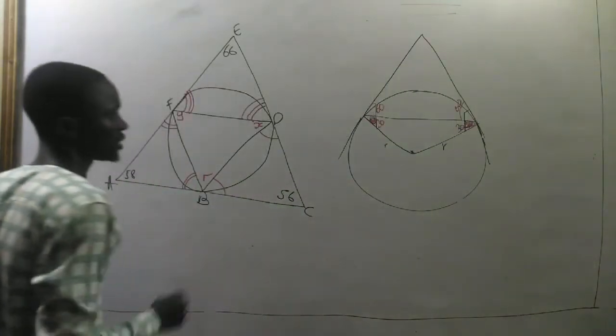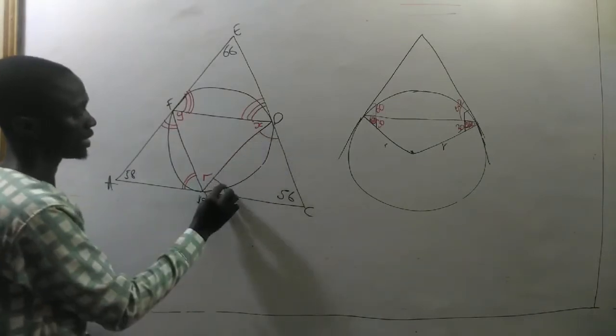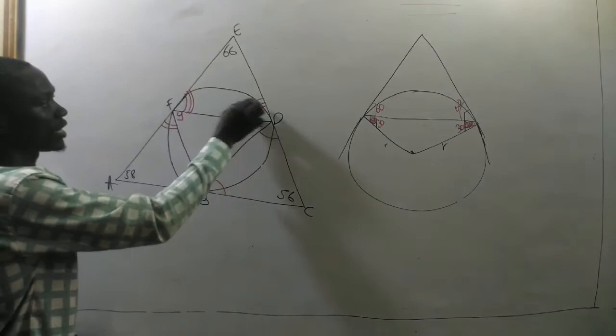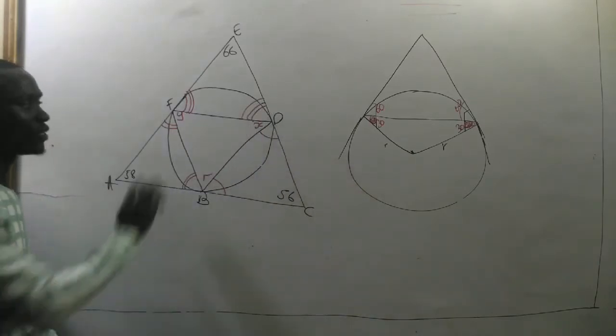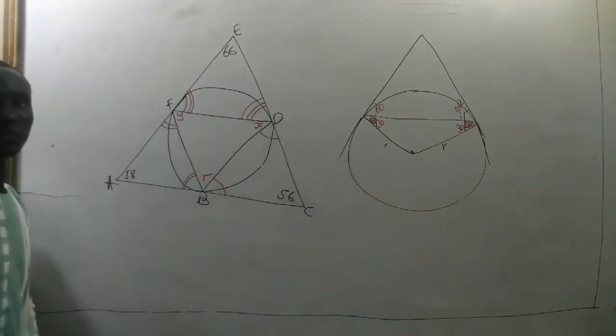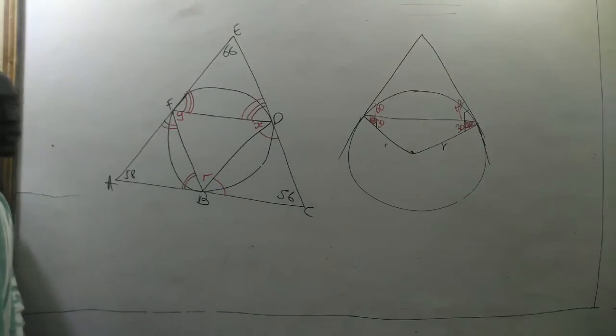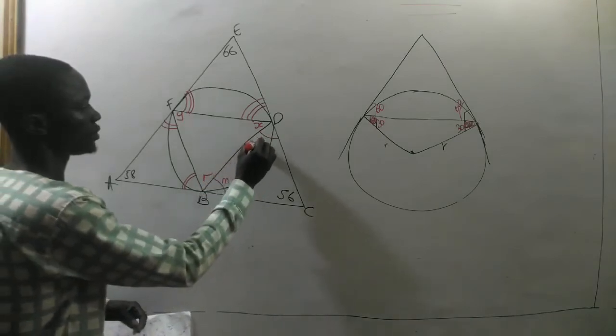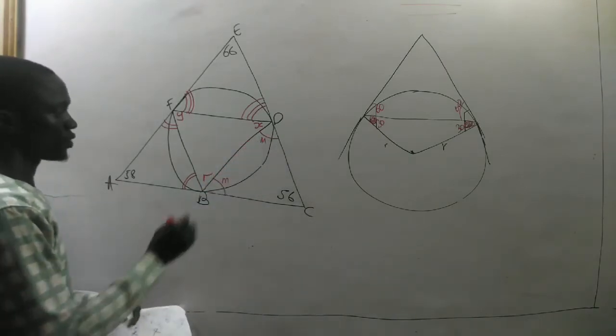So that is why we are saying that the angle here and the angle here are the same. The angle here and the angle here are the same. The angle here and the angle here are also the same. So this is the property of a tangent. If you don't know, I've revealed the secret to you. Now, if we assume that this place is M, this place will be M.